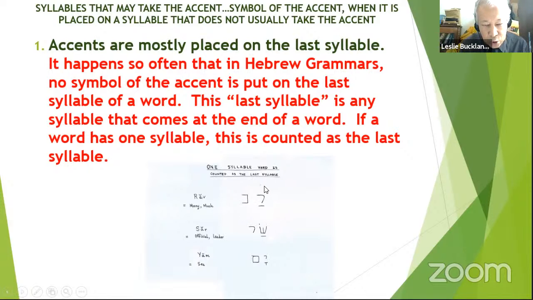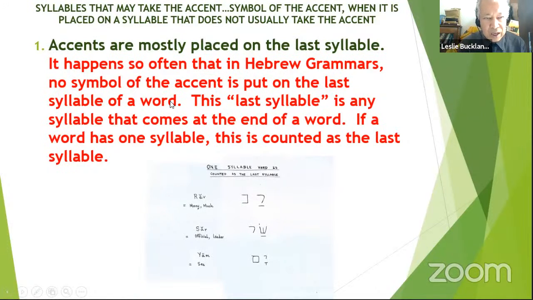Notice that there is no accent symbol, but it is understood that this syllable, which is the only syllable there is, for it is the word, is the one that has the accent. But there is no symbol put there because, as I said here, accents are mostly placed on the last syllable. And it happens so often that in Hebrew grammars, no symbol of the accent is put on the last syllable of a word.